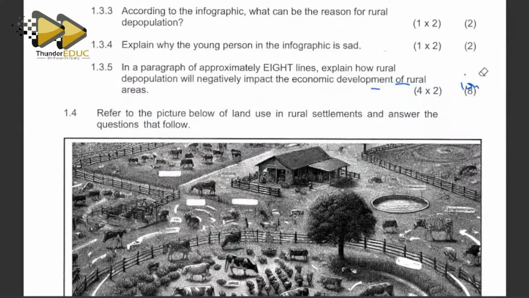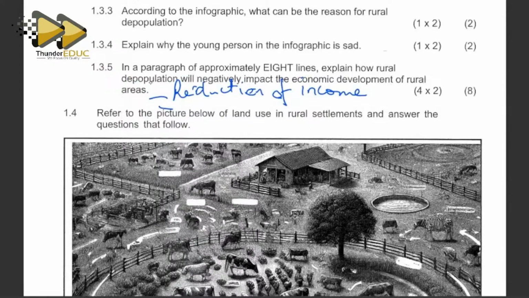Then besides that, we can also look at reduction in income. The level of income also gets reduced. Income is also going to get reduced since there's no more productive labor force and no more gainful employment. It also means the circulation of money in the economy is going to be low and the income level in the rural area is going to get reduced.